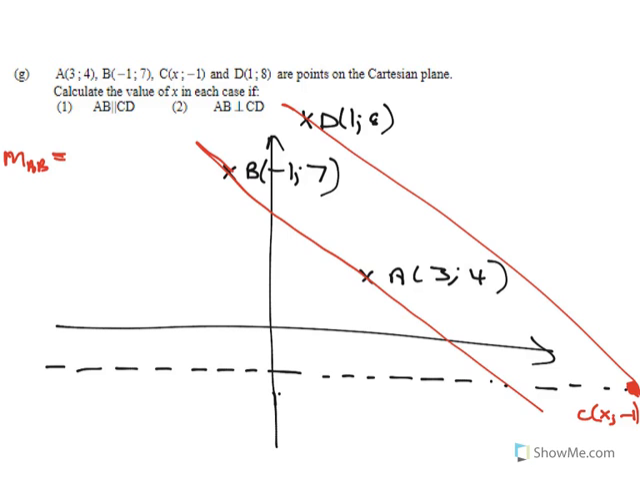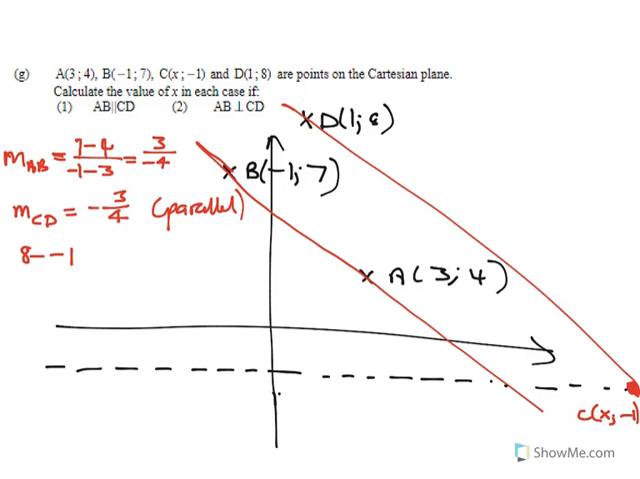The gradient of AB would be 7 minus 4 over minus 1 minus 3, which is 3 over minus 4, which is minus 3/4. So the gradient of CD will also be negative 3/4 because they're parallel. And so then 8 minus minus 1, the difference in C and D's y coordinates, over 1 minus x needs to give me minus 3/4.